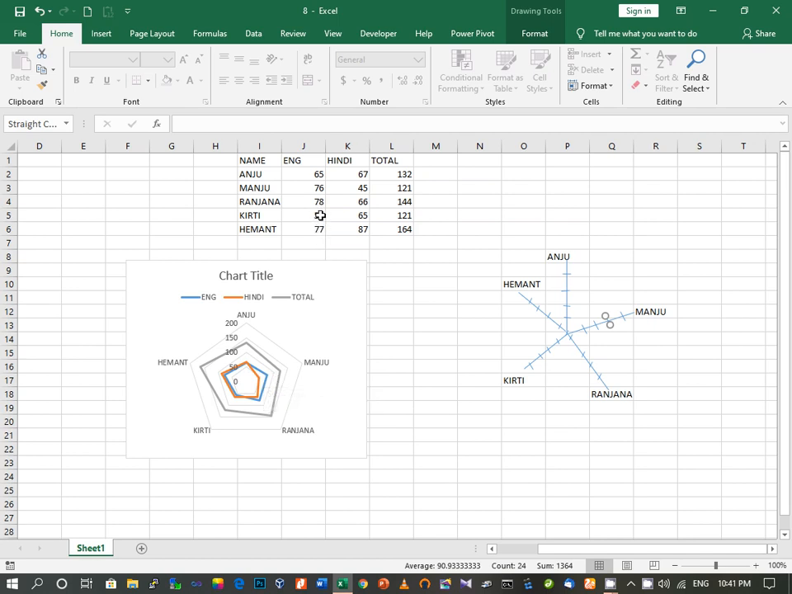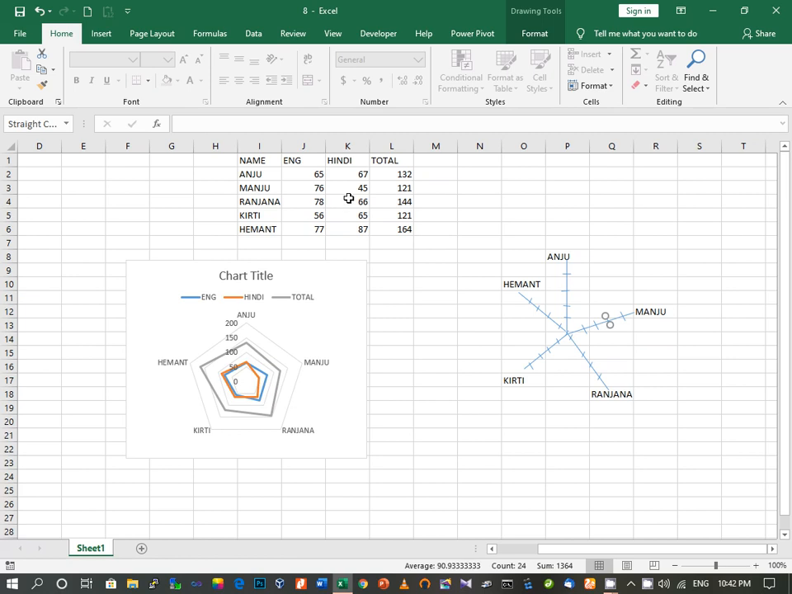Again, Ranjana got 78. So from here, the point for 78 is past 25, 50 and somewhere in between, this will be 78. So from here to here one line will be drawn. Then Kirti got 56, so here 25, 50, 75. It is between 50 and 75, somewhere here, near to 50 only. So one line will be drawn from Ranjana to Kirti, as you can see from here. So once this closed area is formed, a web will be formed for English.